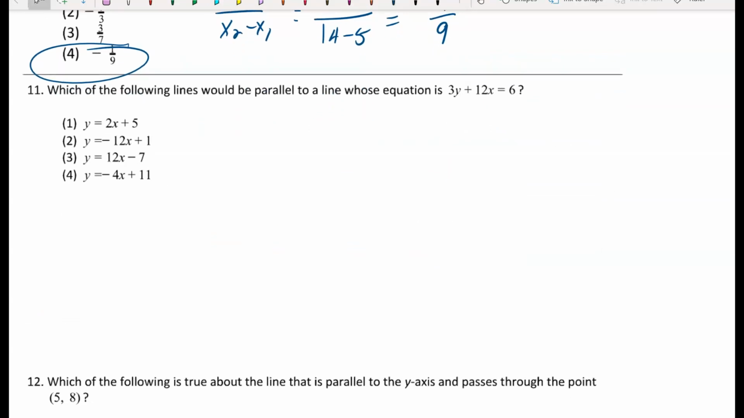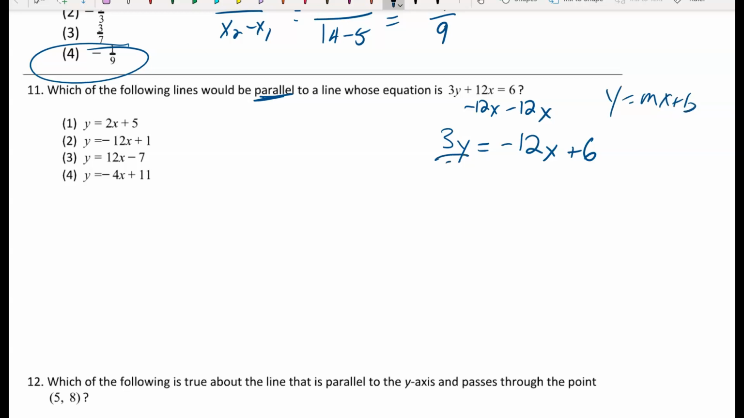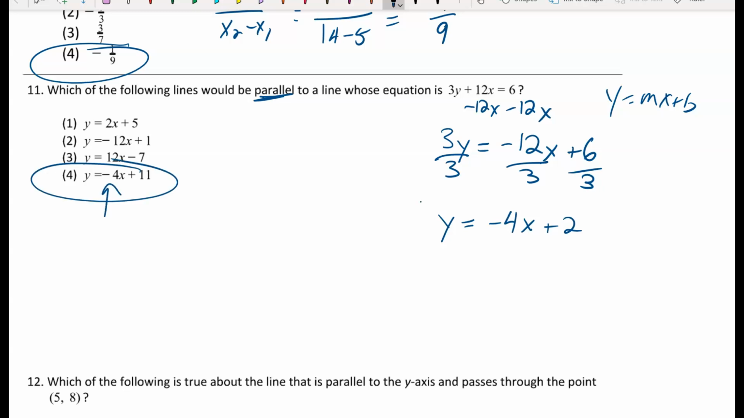Number 11, which of the following would be parallel to a line whose equation is this? Again, parallel lines have equal slopes, so I'm just going to rearrange this algebraically so I can more easily see the slope. Again, remember I always write my x term in front just because I know y equals mx plus b normally has the x term in front. I'm going to divide everything by 3 to find that y equals negative 4x plus 2. So the only one that has a slope of negative 4 is that one right there. Again, remember parallel lines have equal slopes.